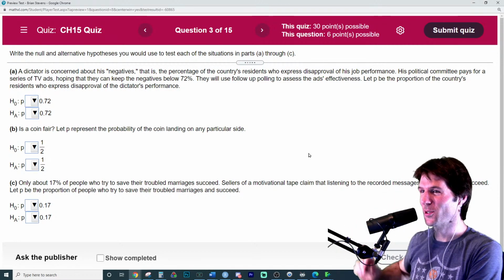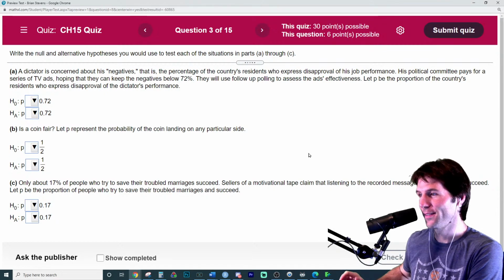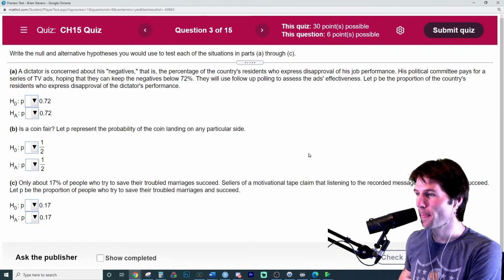A dictator is concerned about their negatives. Well, they're a dictator. I don't know why they're concerned about that. I mean, whatever. Don't be a dictator.